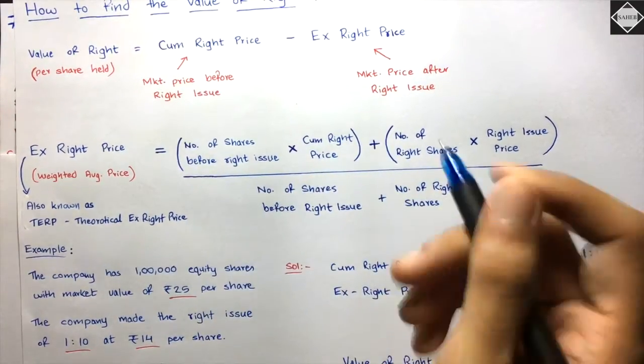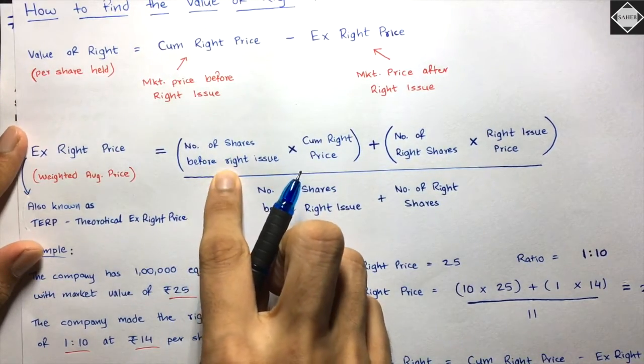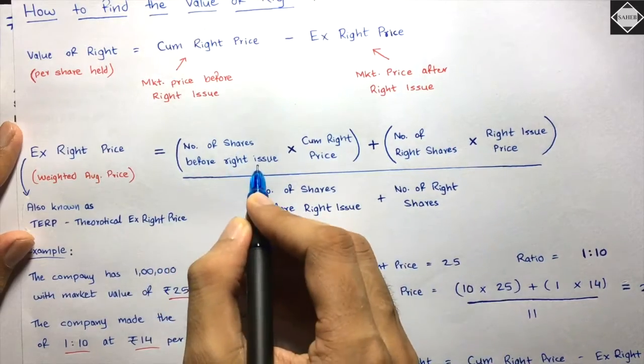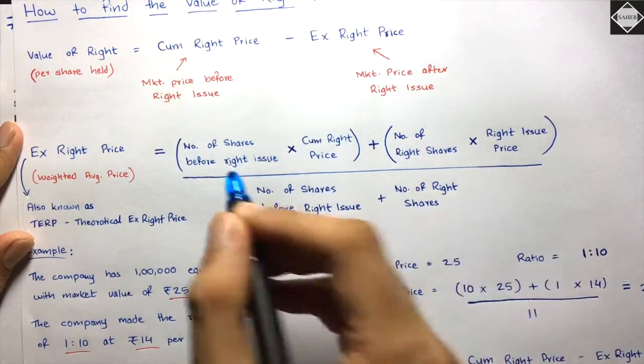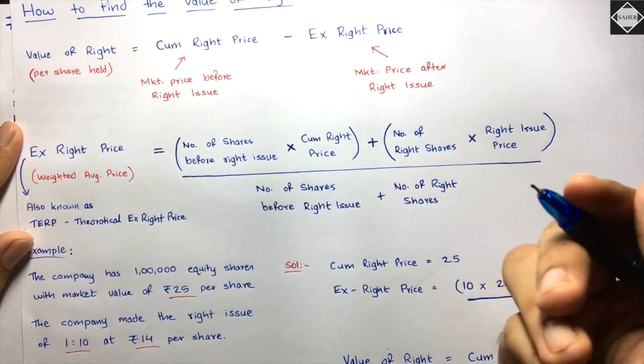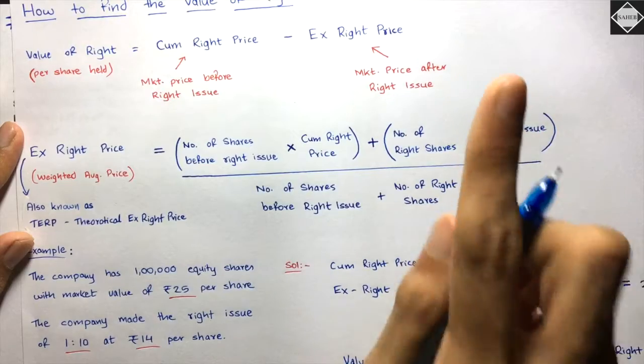How many shares should you have to get a right? 2 shares. So you will take 2 over here. If you have 2 shares, then only you will be given a right. So number of shares before right issue, according to the ratio, you will take 2 over here. And the number of right shares, how many shares are you going to get under the right issue? It's 1:2 now. So here 1 will come. Number of right shares is equal to 1.